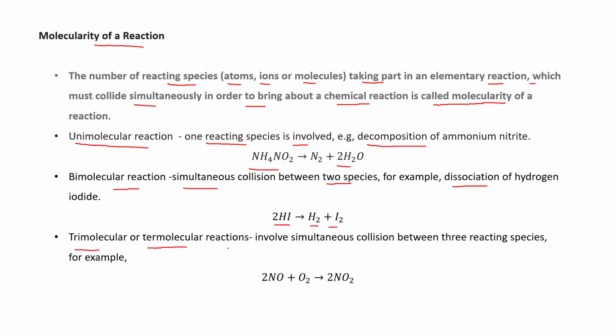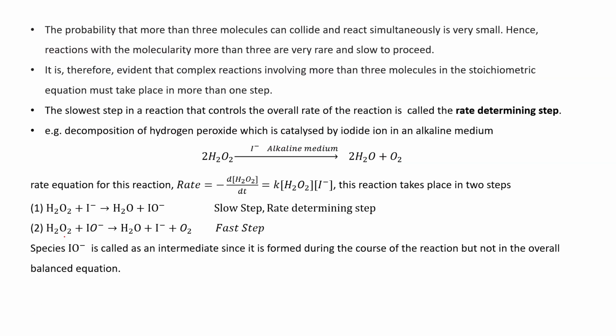Trimolecular or termolecular reaction involves the simultaneous collision between three reacting species. For example, 2NO plus O2 gives 2NO2. Two molecules of NO, one molecule of O2. That's why this is trimolecular or termolecular. The probability that more than three molecules can collide and react simultaneously is very small. Clear? That is, collision between more than three molecules is rare. Hence, reactions with molecularity more than 3 are very rare and slow to proceed.